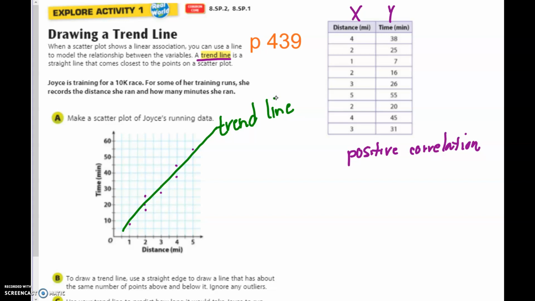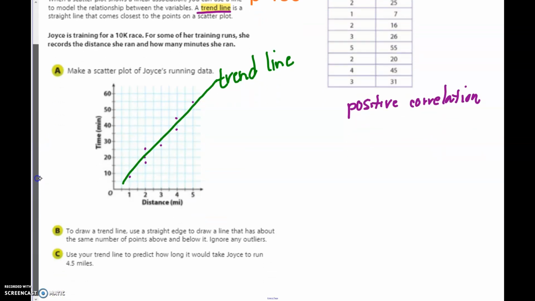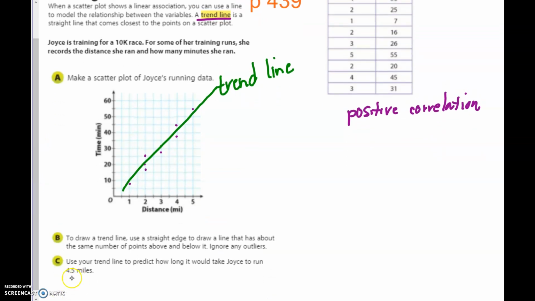All right, so one of the questions down here at the bottom that you can't see, I don't think, says use your trend line to predict how long it would take to run 4.5 miles. So I'm just going to change colors here and go over to 4.5. And what I like to do is go up to my trend line. So I draw a line straight up to my trend line, and then I draw it over, and this point right here is where this is crossing my y-axis. So they're saying at 4.5 miles, it should take approximately 45 minutes to do this.